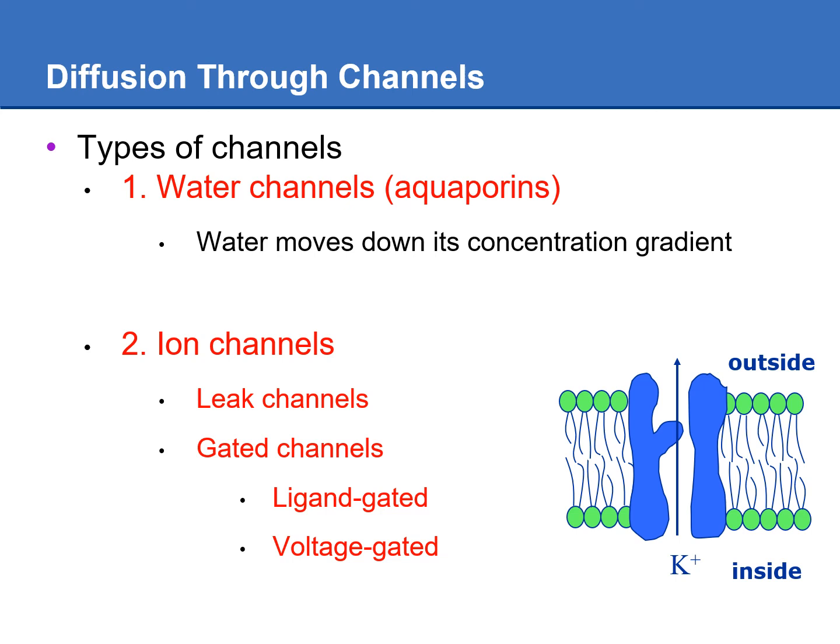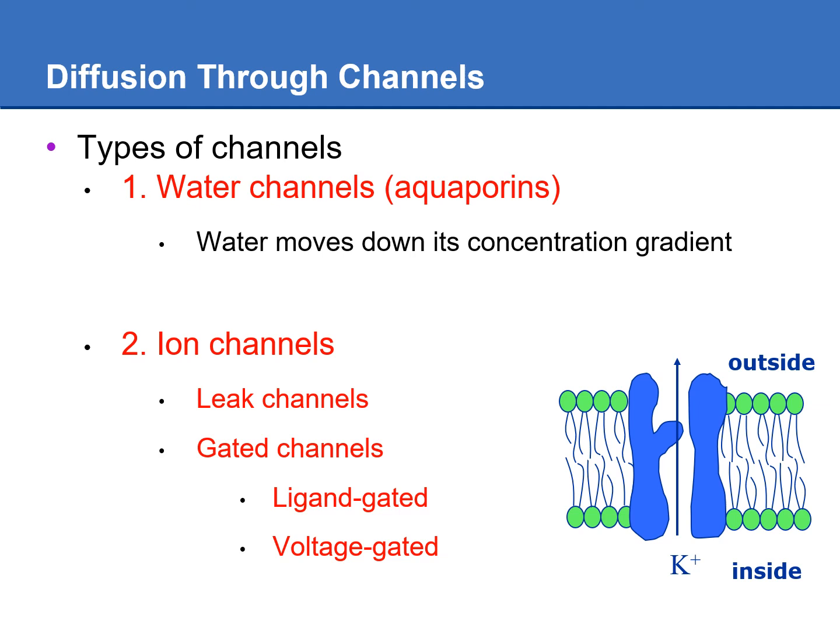So we're going to be using these channels to transport water and ions across the membrane. So both of these are hydrophilic. They're not able to cross on their own except for water. Water can do simple diffusion through the membrane, but it's pretty slow. So if you want to move water across the membrane quickly, it's much faster to use these aquaporins, these channels for water.